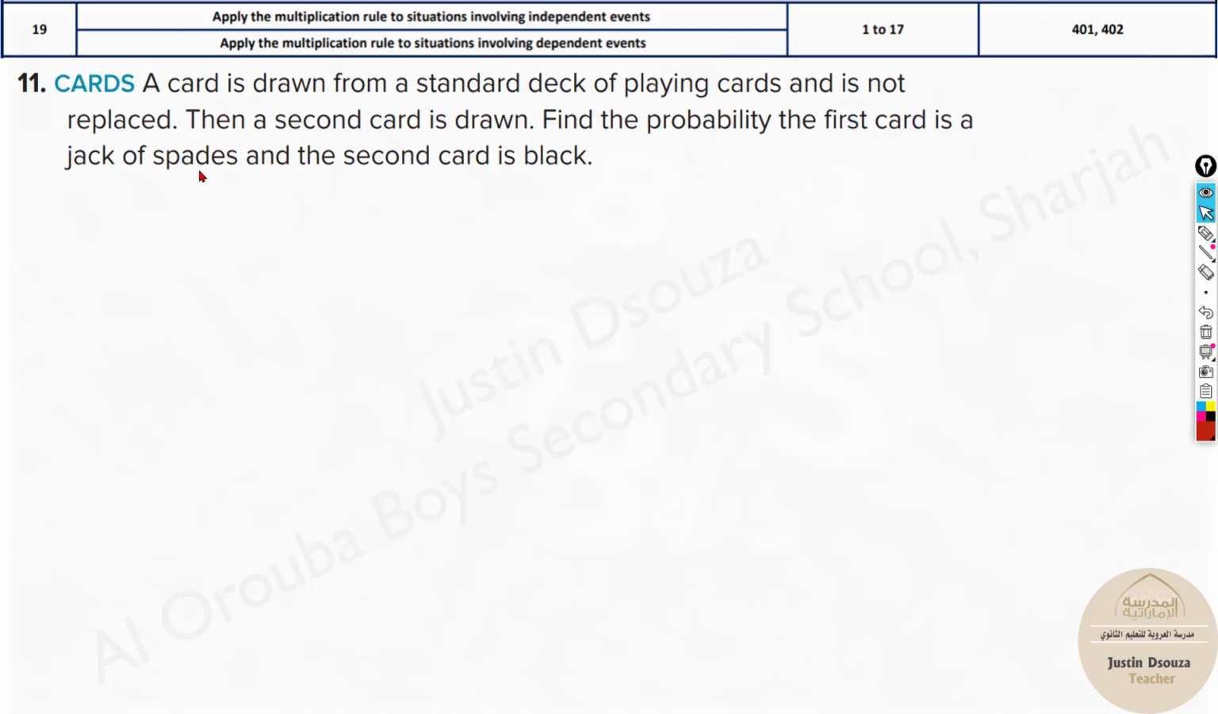Now here we have a card that is being drawn from a standard deck of playing cards and is not replaced. Then a second card is drawn. Find the probability that the first card is a Jack of Spades and the second card is black. Now the first card which is being picked, Jack of Spades. There's only one Jack of Spades, because there are 4 Jacks in total but only one Jack of Spades, divided by 52. Standard deck means 52. Now, what is the second probability?